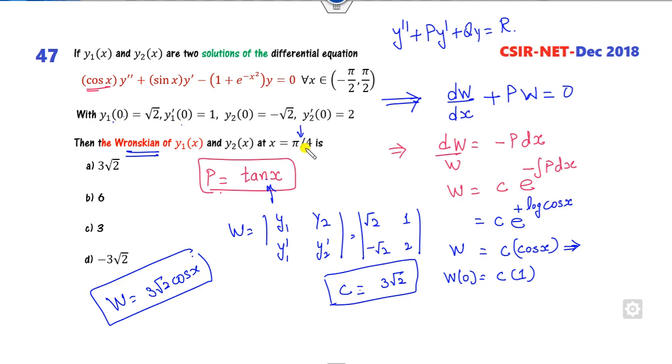Now you have to find the Wronskian at pi by 4. What is the answer at pi by 4? It is 1 by root 2. It cancels out. So the right answer is my C.